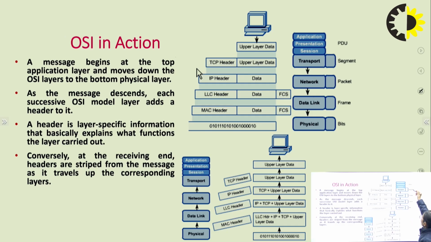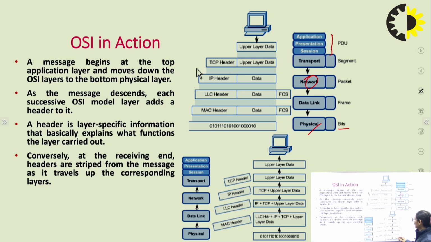Here, the application, presentation and session layers will generate a PDU. The transport layer will generate a segment; it will break down my information into segments. When the network layer does the processing on the segment, it will generate a packet. These packets, when they reach the data link layer, are converted into frames. Now these frames, when they reach the physical layer, are converted into bits.